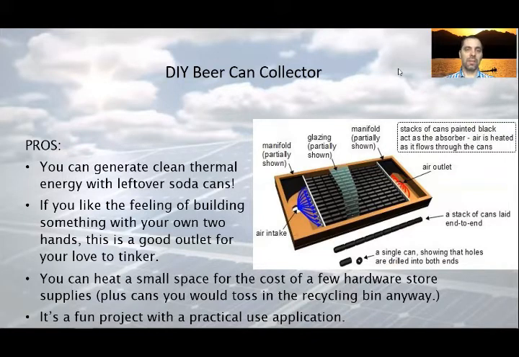If you like the feeling of building something with your own two hands, this is a good outlet for your love to tinker. You can heat a small space for the cost of a few hardware store supplies, plus cans you would toss in the recycling bin anyway. It is a fun project with practical applications.